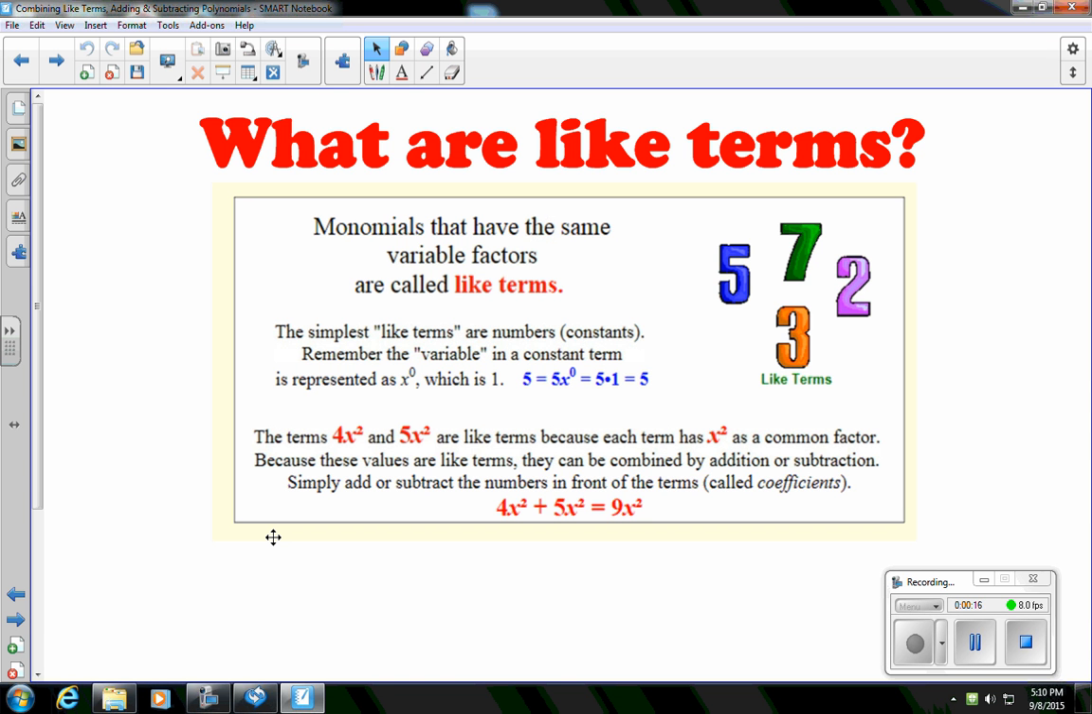So if we take a look at these examples down here, we have 4x squared and 5x squared. Because the x squareds are identical, they're common or like terms. So we can add their coefficients and we would get 9x squared.